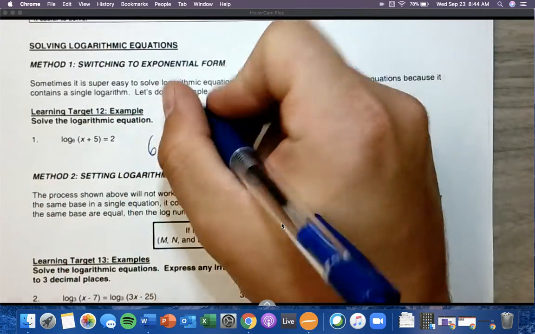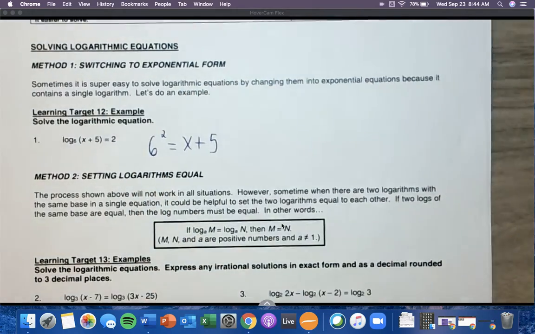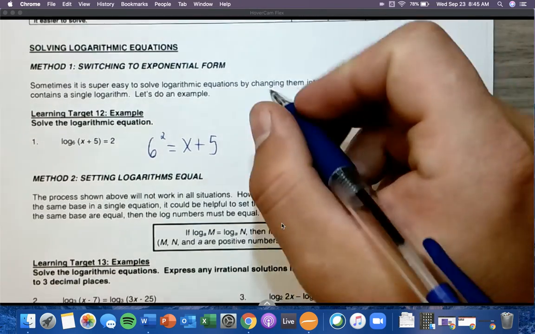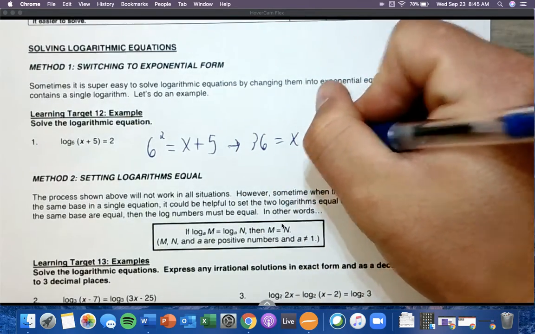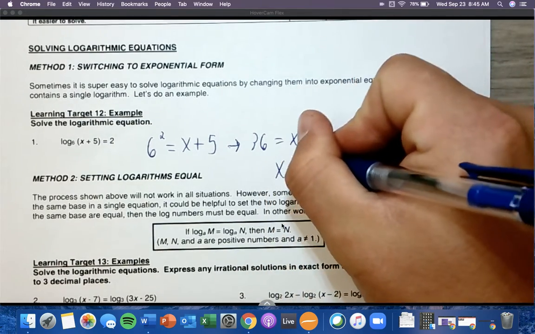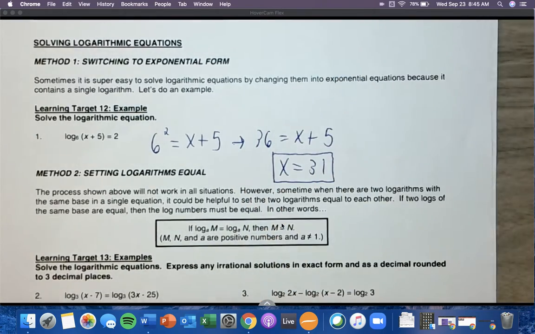That would be 6 squared is equal to x plus 5. Now this just becomes a simple equation. 6 squared is just 36, which is equal to x plus 5. We can subtract that 5 over, and we end up getting x is equal to 31. That's a good example of how it might be easier in certain cases to switch to exponential form so that we can solve for our variable.